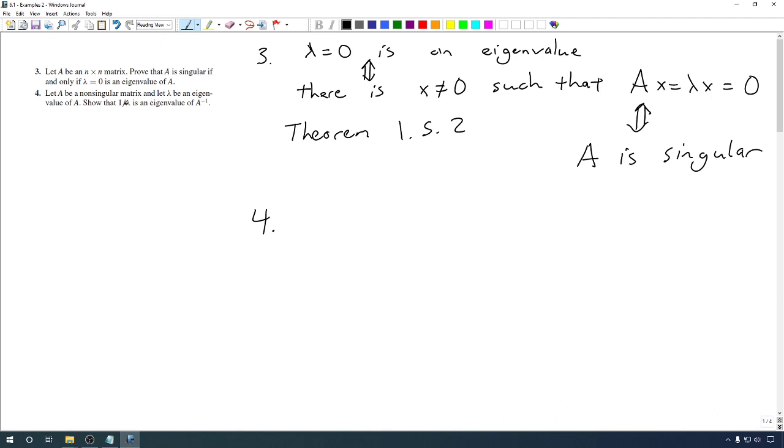Now we look at 4. Here we have a non-singular matrix, and we'll actually use the fact from 3 that means that all the eigenvalues are not 0. And we want to show that for every lambda that's an eigenvalue of A, 1 over lambda is an eigenvalue of A inverse. So how do we show that? Well, lambda is an eigenvalue. This means that there is an x, not 0, where Ax equals lambda x.